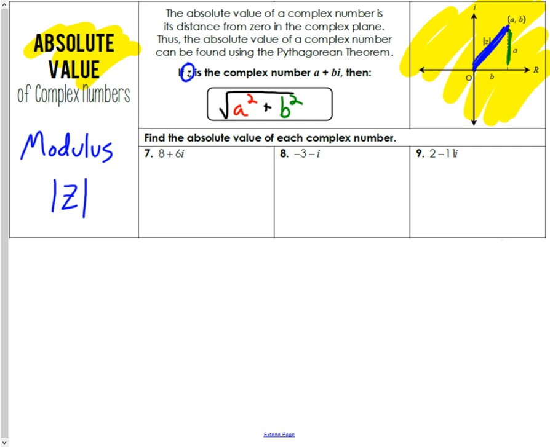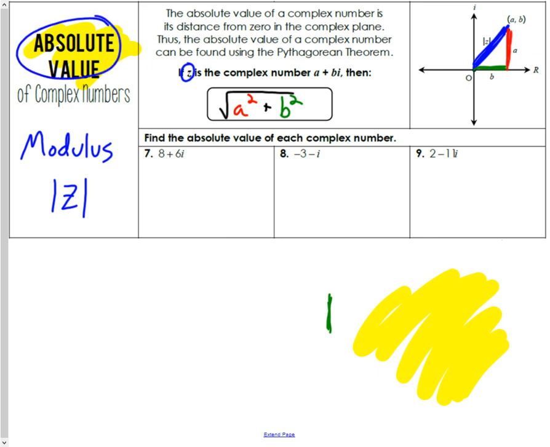So again, we've got that little right triangle. It would probably be helpful if the colors were consistent. We've got that little right triangle that we can create in the rectangular plane. And we can use the Pythagorean theorem to find the hypotenuse. And again, that hypotenuse is going to get the special name absolute value or modulus. So as far as the work that needs to be done here, it's not much.